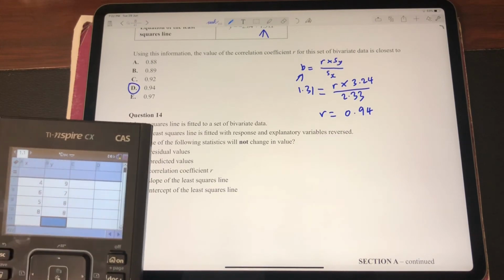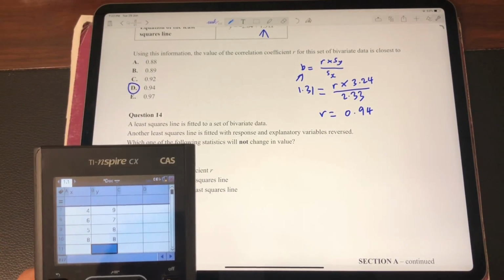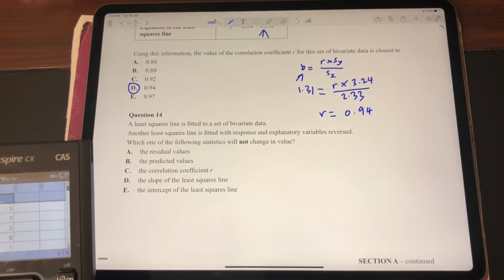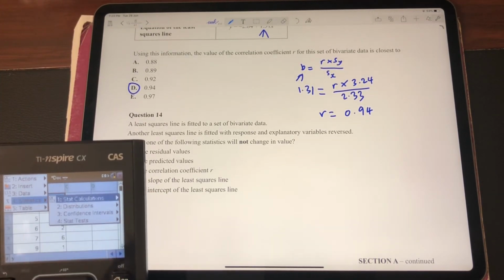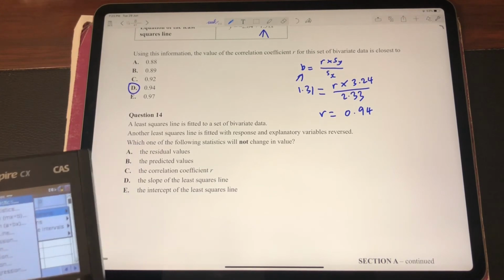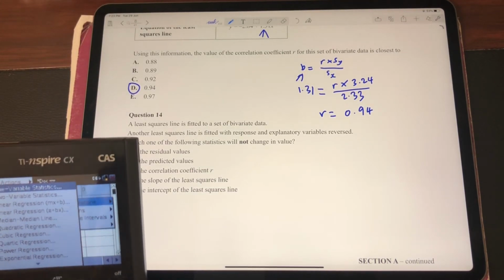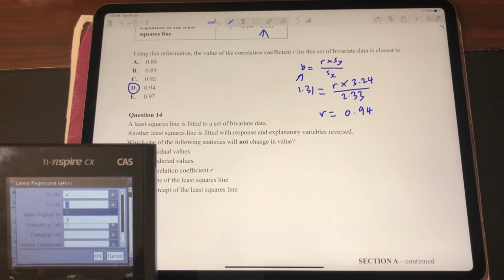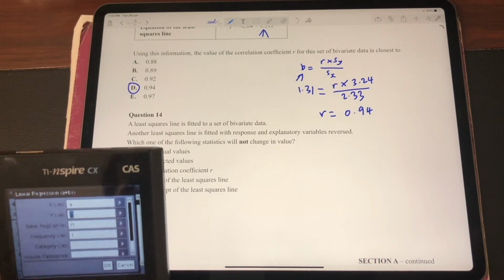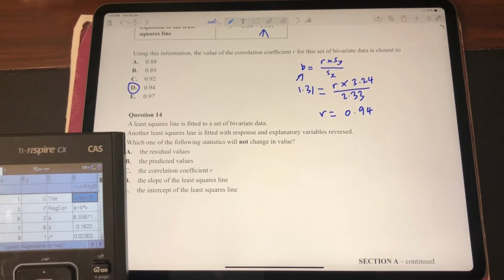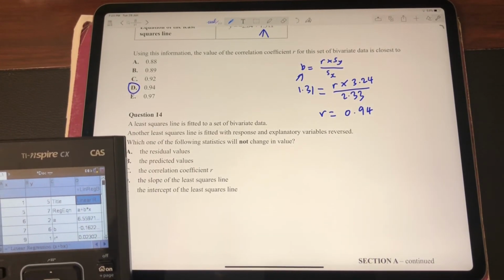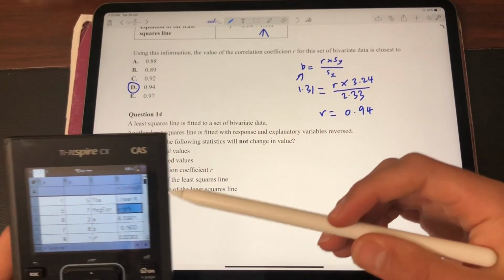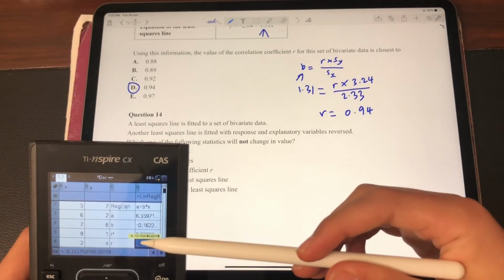So I've entered 10 values in the x and y lists. Now I'll just find the equation using menu 4.1, and I'll find the correlation coefficient as well. So menu 4.1.4. Enter x as x and y in the y list. Hit enter. So a is the value of our y-intercept, and b is the value of our slope, and r is the value of the correlation coefficient.